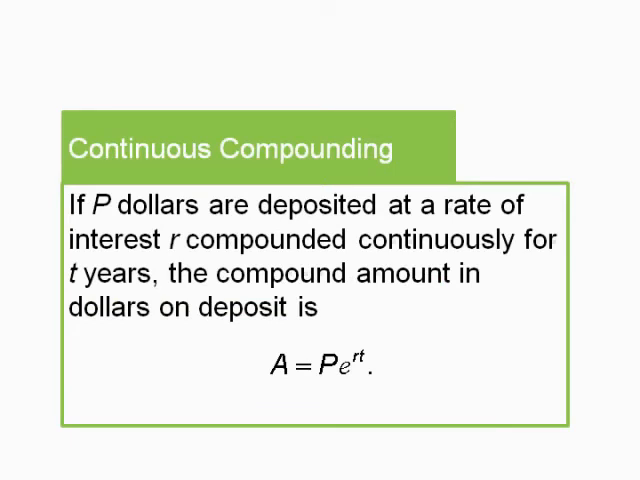And it just so happens there's a continuous compounding formula. If P dollars are deposited at the rate of interest R compounded continuously for T years, the compound amount in dollars is given by this formula. Now, I call this the shampoo formula. A equals P e to the RT power, or the PERT formula.